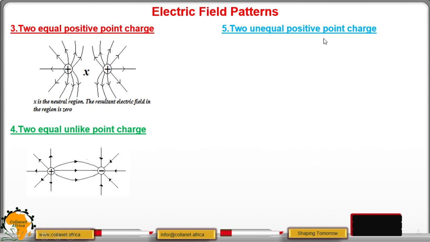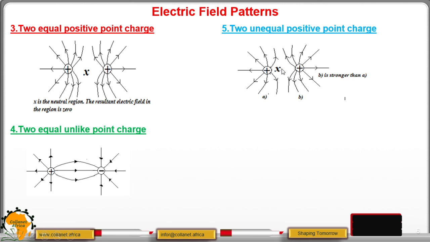Then we have two unequal positive charges. As you can see here, they are unequal, meaning that this one is much stronger, and the stronger field is indicated by the number of field lines. As you can see, here we consider 1, 2, 3, and here we are considering 1, 2, 3, 4, showing that this one is stronger than this one. Again, you'll find we have the region X, which is a neutral point, because again there is repulsion.